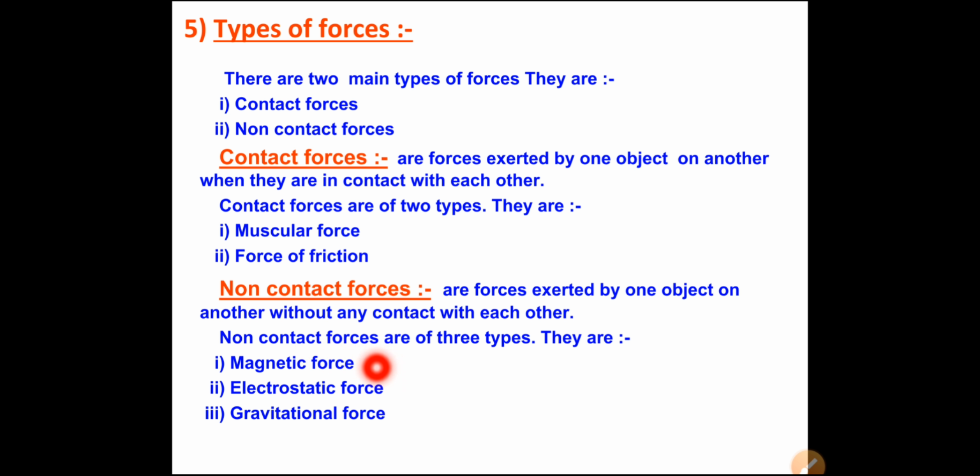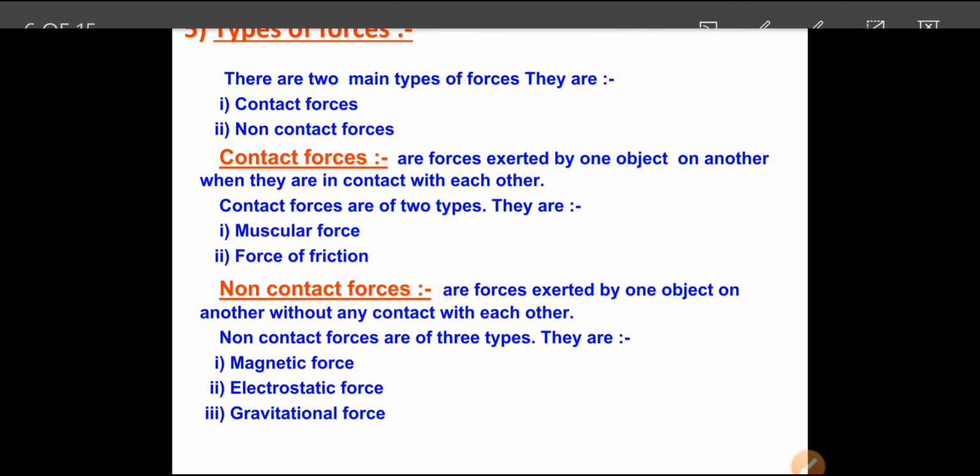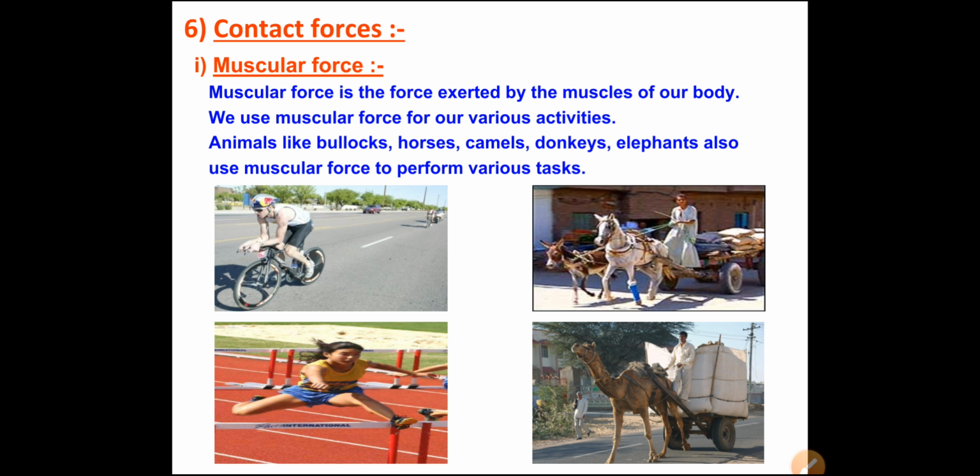Here this comb exerts pressure on the pieces of the paper, but they are not in contact. Without contact, it exerts the force. Now gravitational force is the force exerted by gravity or the earth. Now here you can see contact forces, and good examples are given there with the pictures.